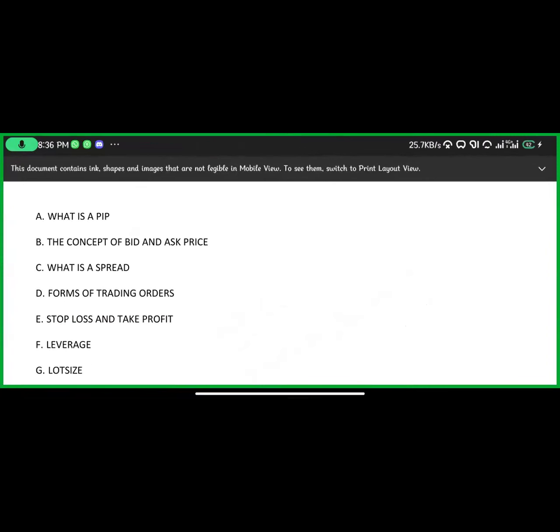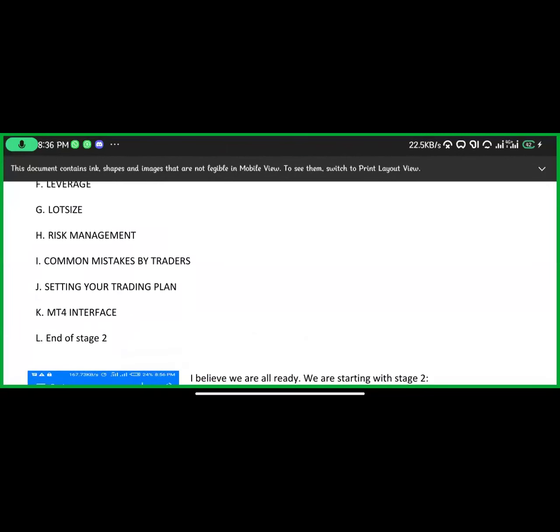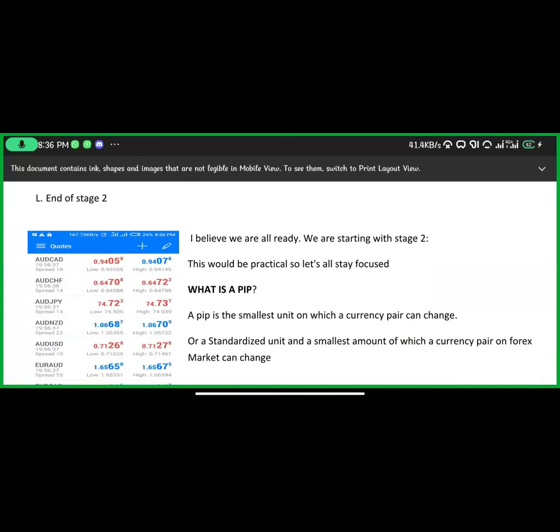Under this stage 2, we are only going to pick 2 to 3 topics for today. The first part of it is, what is a PIP? What do you understand by the word PIP? Now let's go into details. I believe we are all ready for starting this stage 2. Like I said, always have your pen and your writing materials with you.